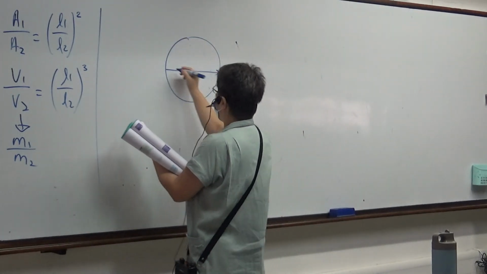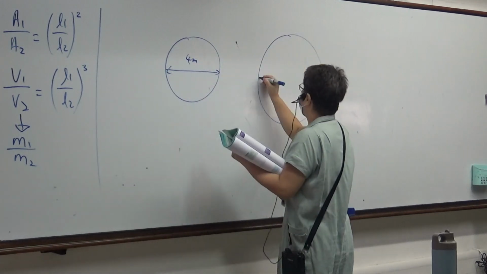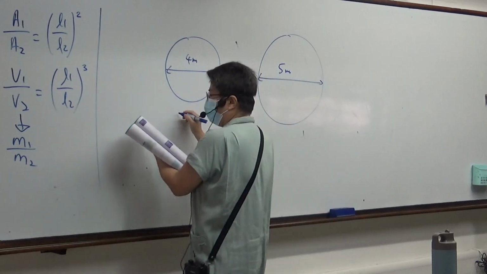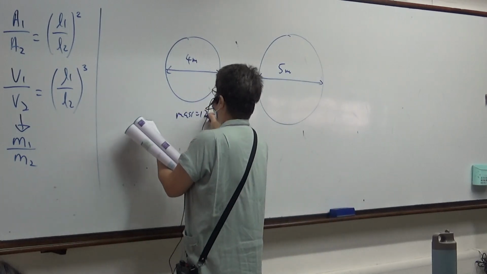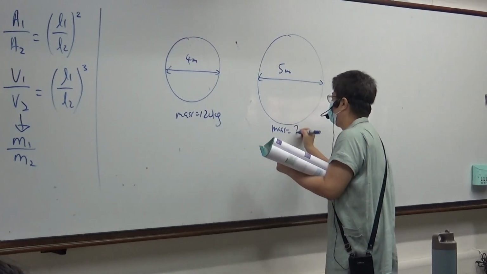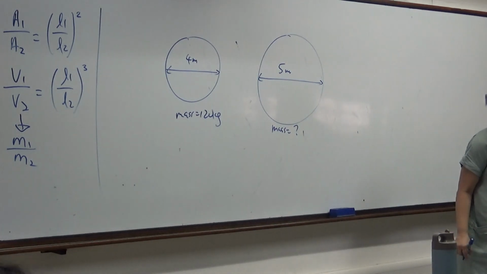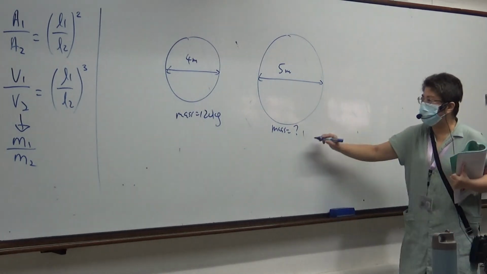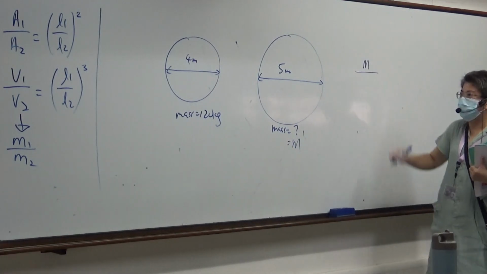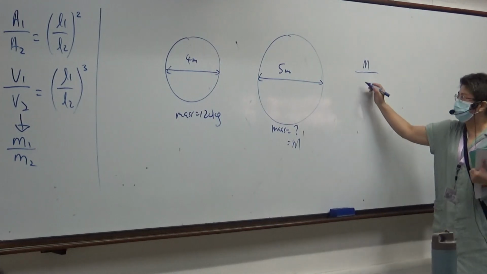Okay, so I have the small sphere. The diameter is 4 meters. This one, the diameter is 5 meters. This one, the mass is 120. This one, the mass is what? We don't know. Okay, I let this one be M. M over what? M over 120. Good.